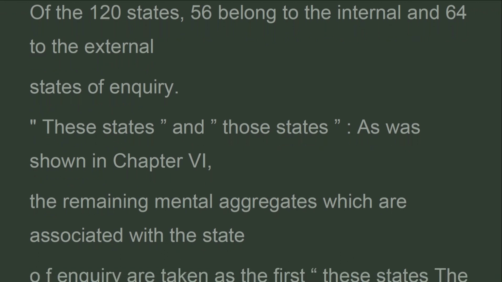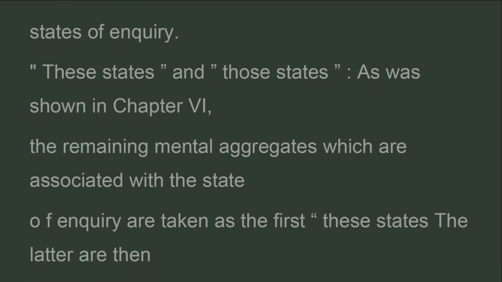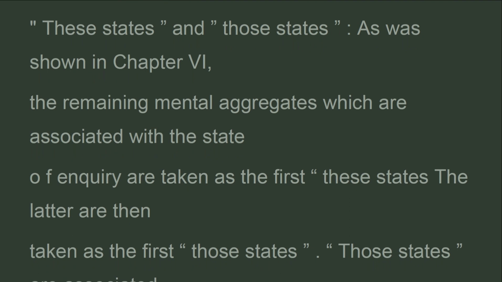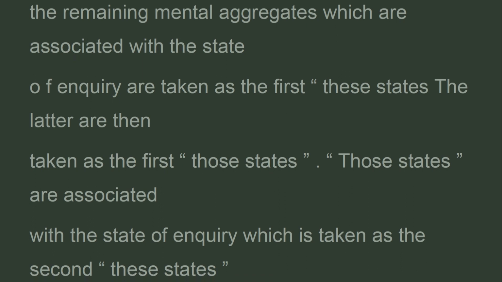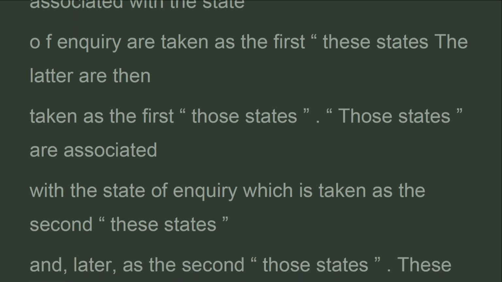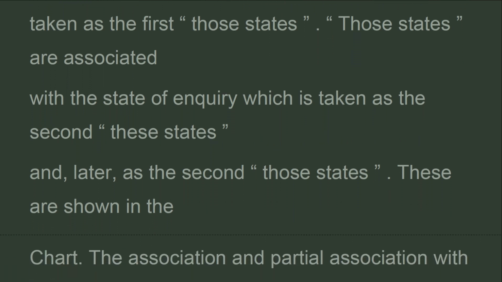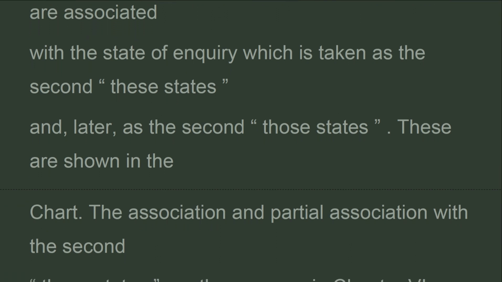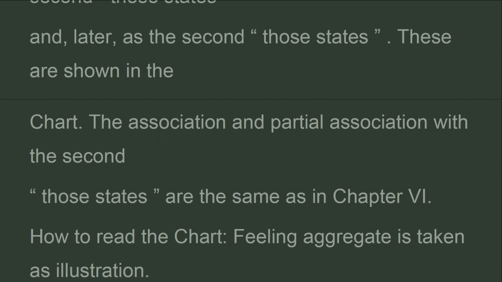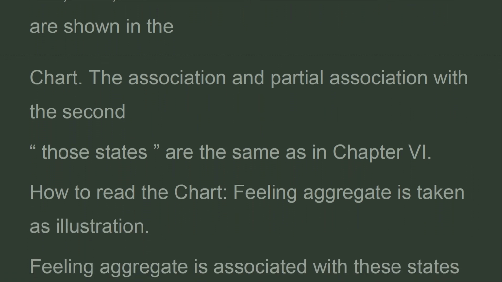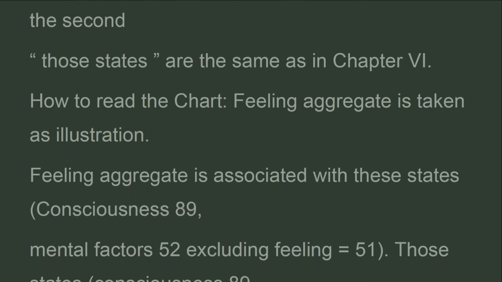These states, and those states, as was shown in chapter 6. The remaining mental aggregates which are associated with the state of inquiry are taken as the first, these states, the latter are then taken as the first, those states. Those states are associated with the state of inquiry which is taken as the second, these states, and later as the second, those states. These are shown in the chart. The association and partial association with the second, those states, are the same as in chapter 6.